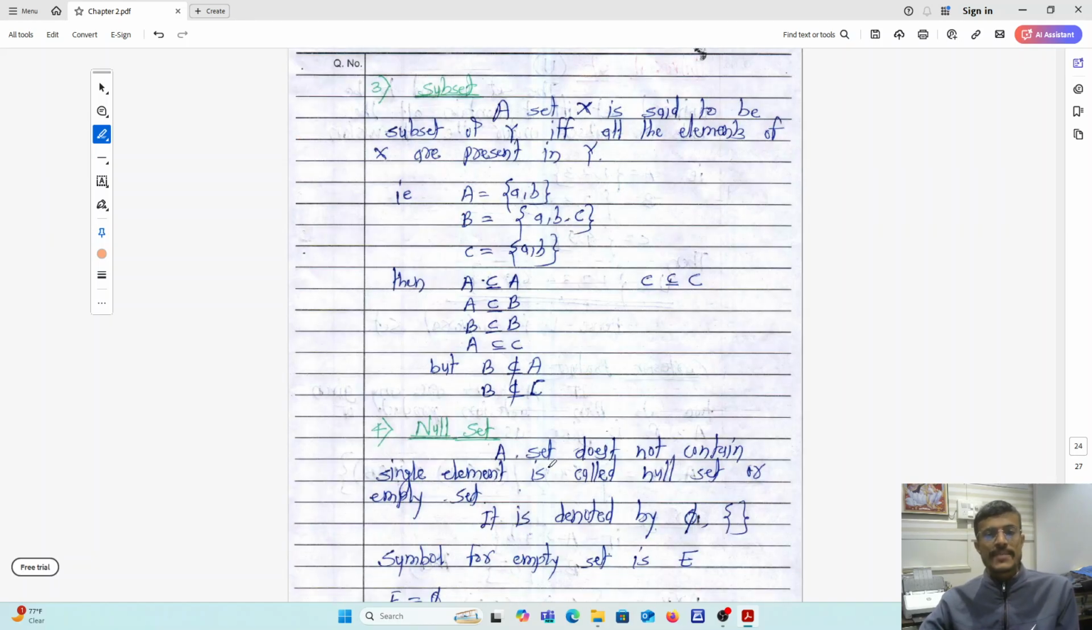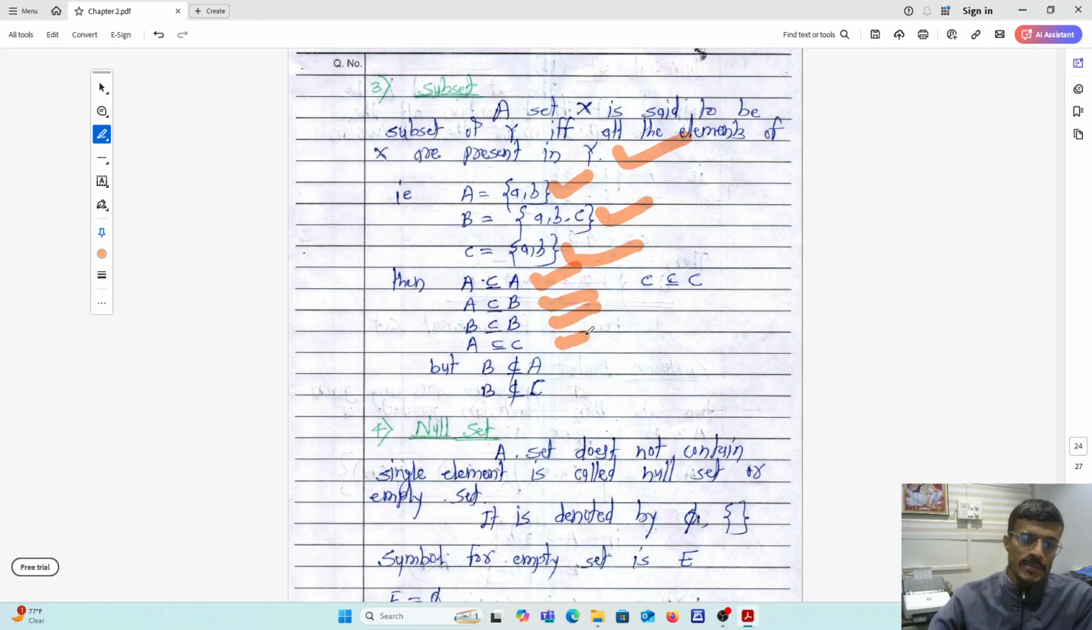Okay. Then next one, subset. A set X is said to be a subset of Y if and only if all the elements of X are present in Y. You can see here A is equal to {A, B}, B is equal to {1, A, B, C}, C is equal to {A, B}. So A is a subset of B, A is a subset of C, C is a subset of A, B is a subset of B. Then B is not a subset of A, because B has one more additional element, C. And B is not a subset of C. C is a subset of C, but C is not a proper subset of C. It's not allowed. Keep in mind.